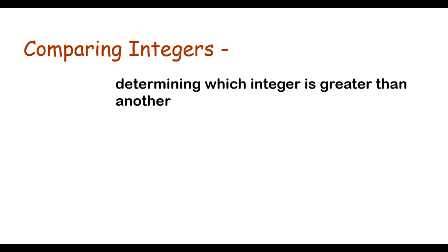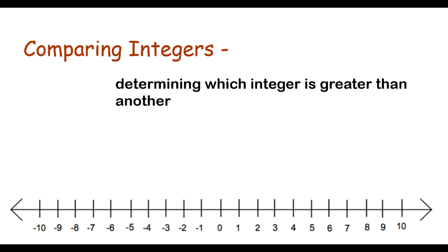So comparing integers just means determining which integer is greater than another. You don't have to write this down, and you've been doing this for a number of years now, particularly with whole numbers and with positive whole numbers. So one of the ways that we can do that is by using a number line. For a positive number, we're very familiar with what it means to compare integers. We can sort of look at one integer and we can know which one is greater than another.